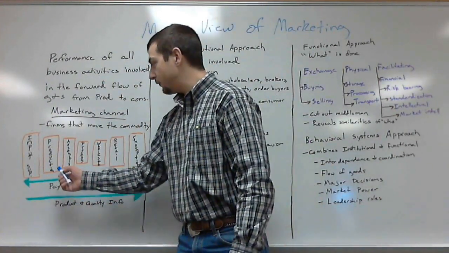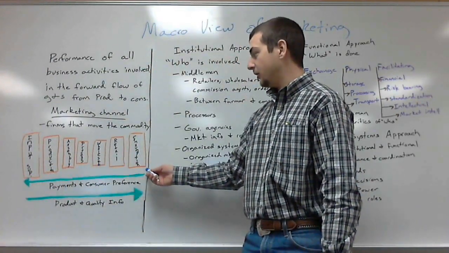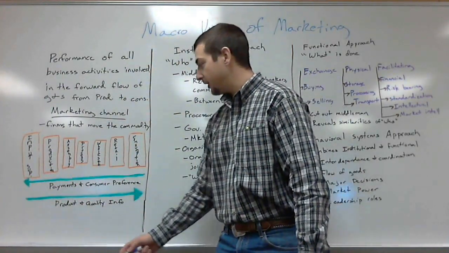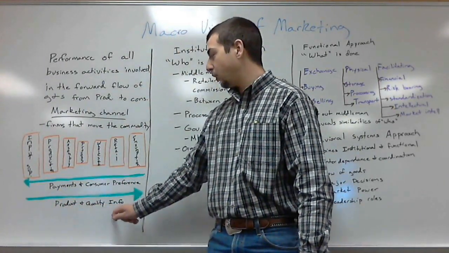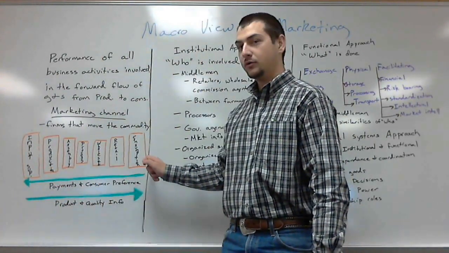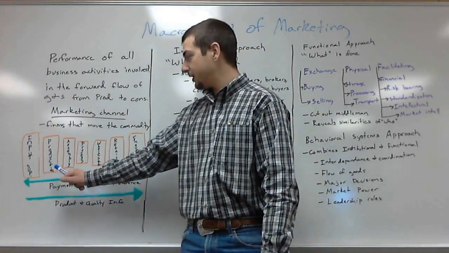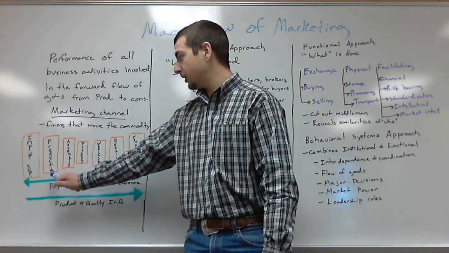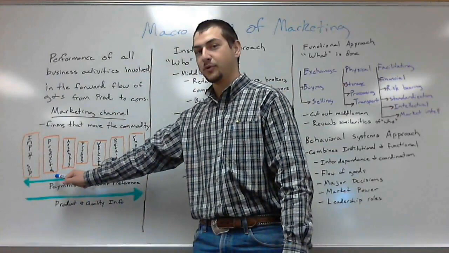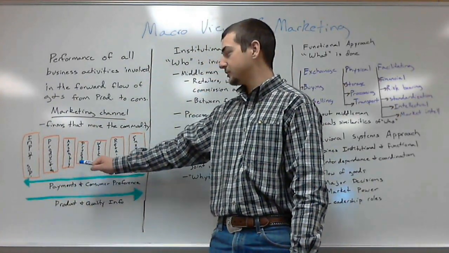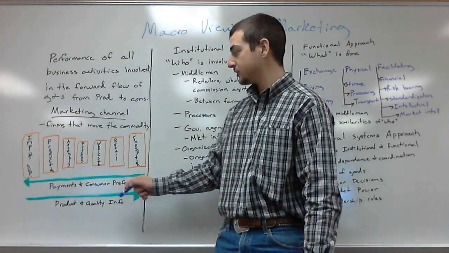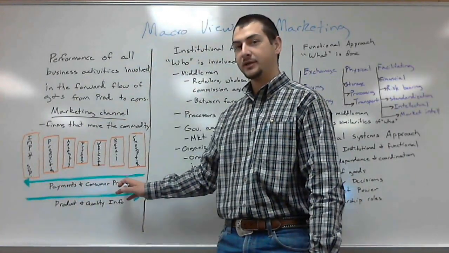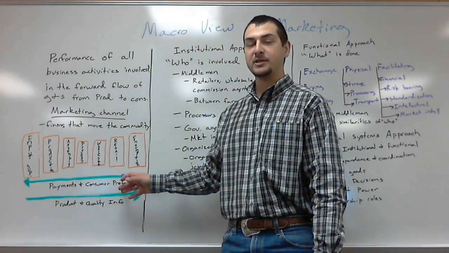So as we move from left to right on this particular chart, we see that the product and quality information goes this way. So the products basically go from the input suppliers to the producers, to the assemblers, to the processors, to the wholesalers, to the retailers, and then to the consumers. Products flow left to right, as well as quality information.